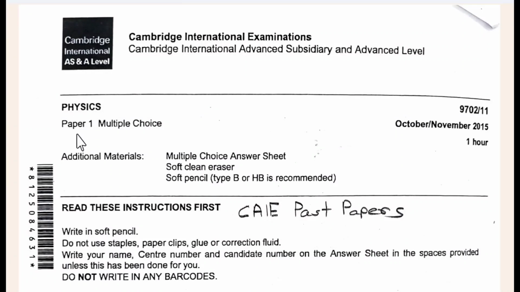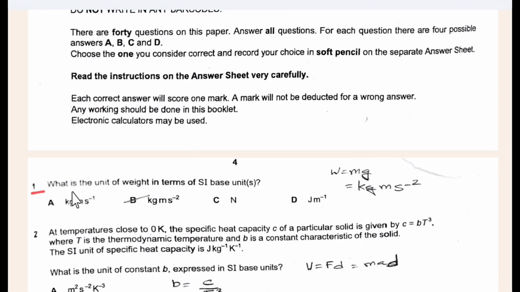In today's video, we'll be discussing Physics Paper 1 MCQ Paper 2015 October-November, Variant 11, and the subject code is 9702. Question number 1. What is the unit of weight in terms of SI base units?